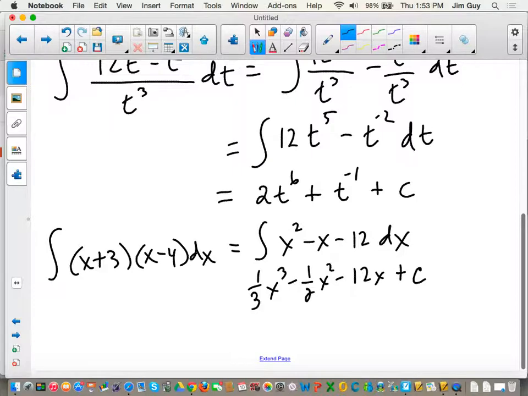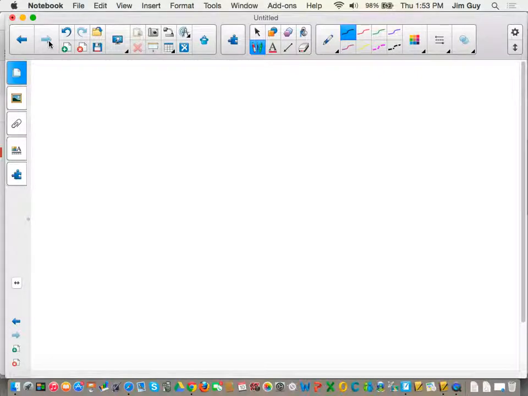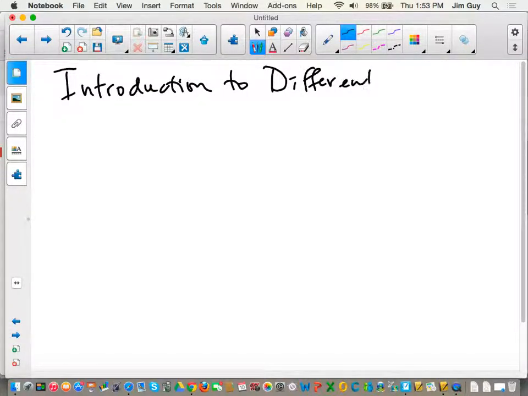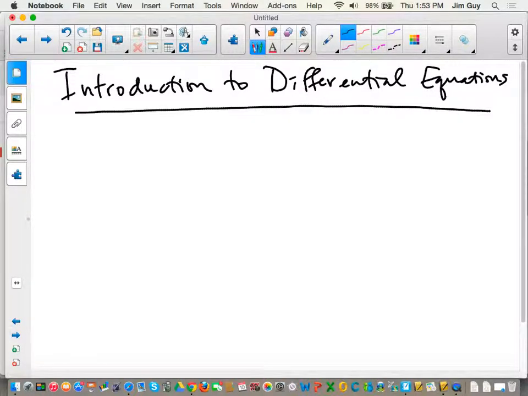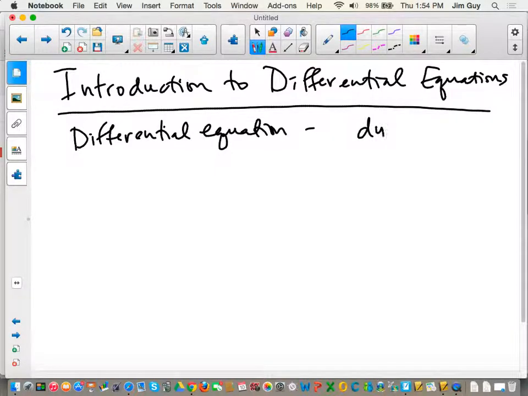So, this is all the same topic here, but the next thing they talk about in the chapter is this idea of differential equations. They talk about it as an introduction to differential equations. And a differential equation sounds complicated, but it's not. It's just simply when you have the derivative, like dy dx equals something.